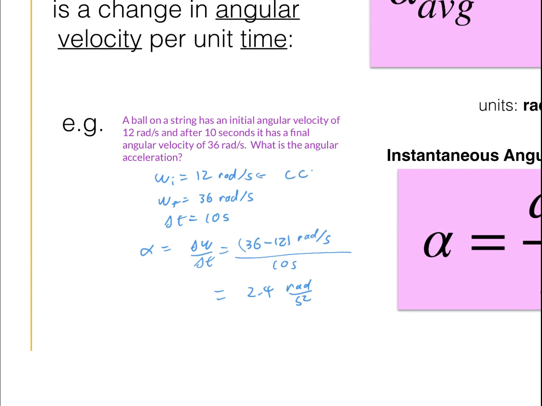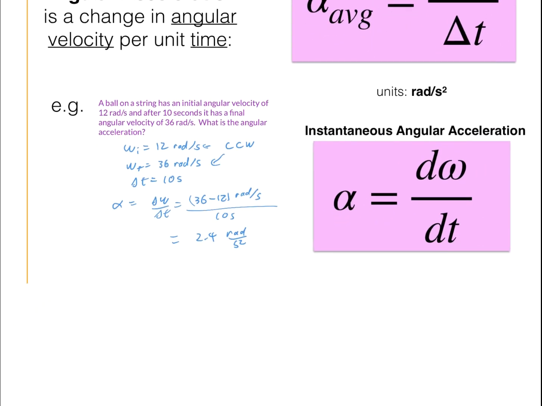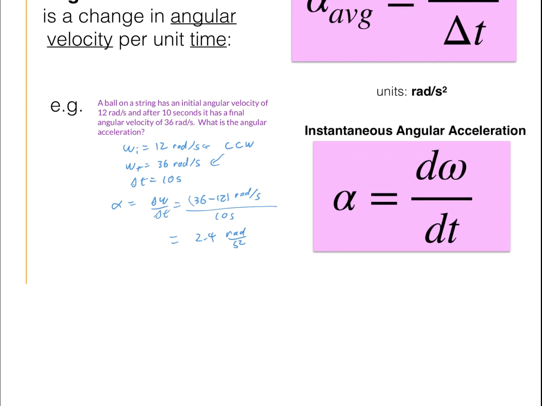So CCW is just short for counterclockwise. They're both rotating counterclockwise. If I had said that as a separate example, let's say I said that the initial was minus 12 radians per second. So that means it was rotating clockwise. So this one here is clockwise, and final was the same. It was plus 36 radians per second.